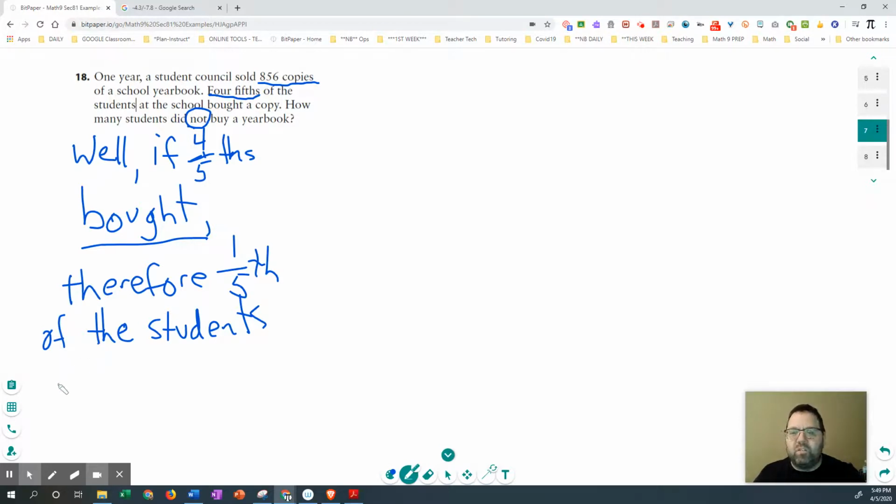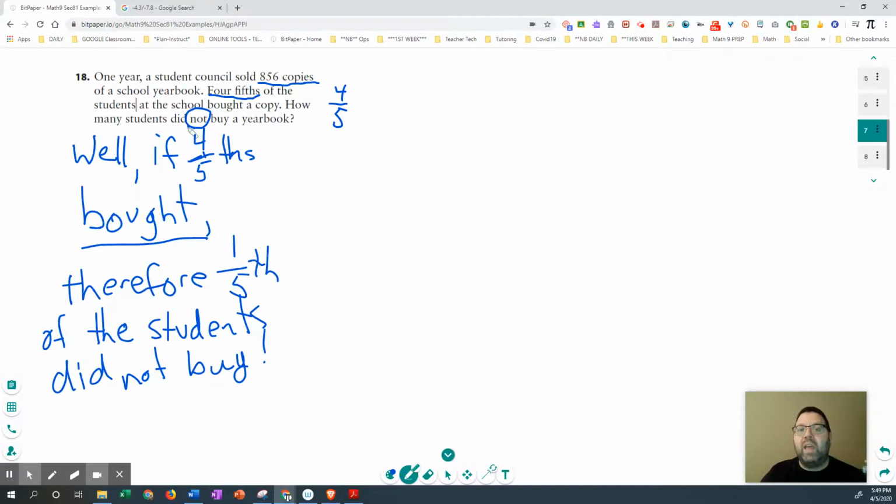1/5 of the students did not buy. Okay? Did not buy. So the temptation here in this problem, the little curveball, is that somehow students are tempted to incorporate this little fraction here of 4/5 into the answer. It's not part of the answer because of the way the question is worded.